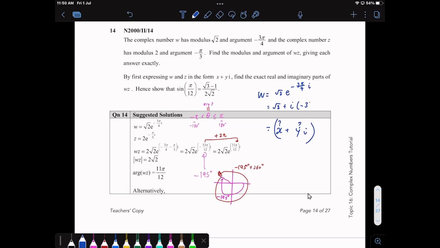No, no, no. How is that related to the e? Something plus i times something. How is e to the power of something related to something plus i times something? Doesn't it sound familiar? Something plus i times something.